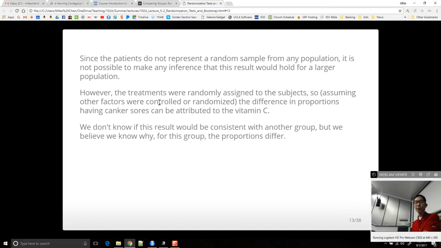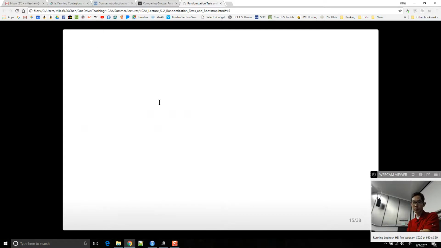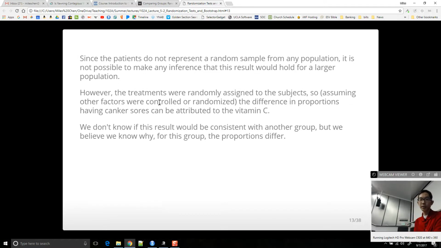Okay, so the conclusion we can make here is we don't know if this result would be consistent with another group, but for the group that we did observe, we believe we know why the proportions differ. We believe that the vitamin C is responsible for the difference in the proportion of canker sores that were observed. But again, not a random sample, so we can't generalize.